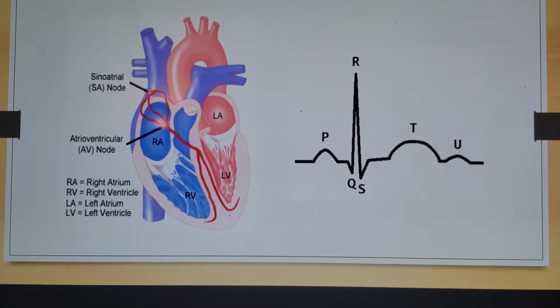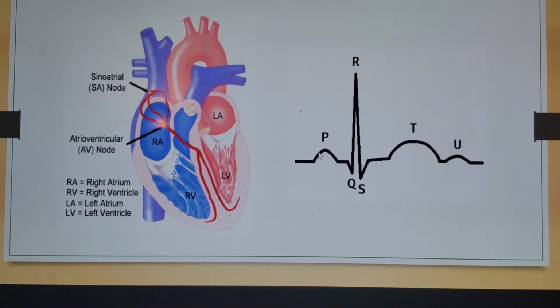I love this slide because basically it shows how the electrical impulse goes through the heart and what it represents. So, over here, ignore the U wave. That's just an extraneous thing. But as you go through a heartbeat, this is what follows basically the electrical conduction of the heart. So your P wave is atrial depolarization. Your QRS is ventricular depolarization. And then your T wave is your ventricular repolarization.